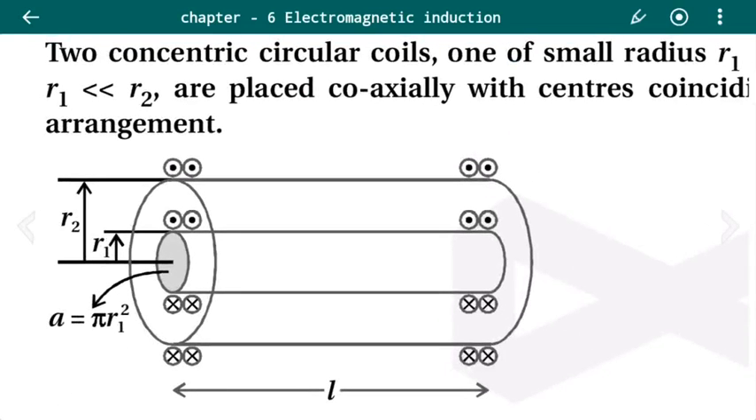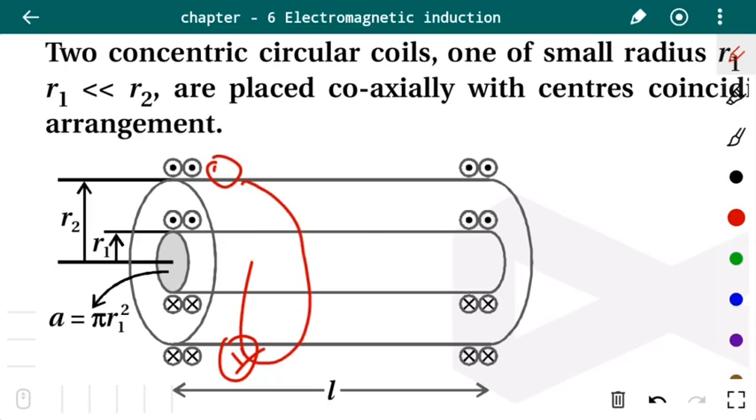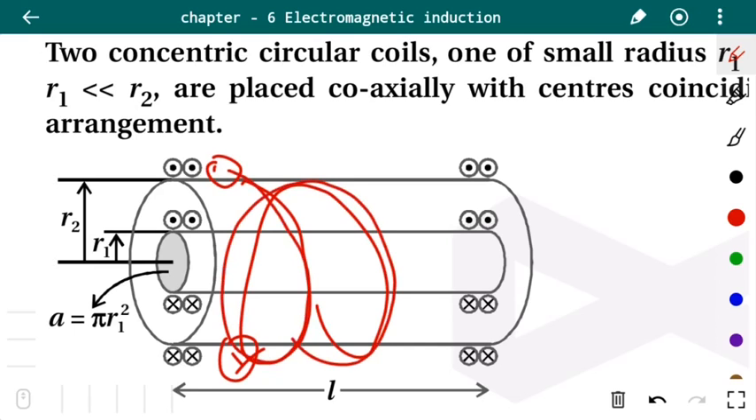As you can see, there is a symbol of dot over here and cross in the bottom side. This shows that the current direction is like this. It is coming out and then going inside.